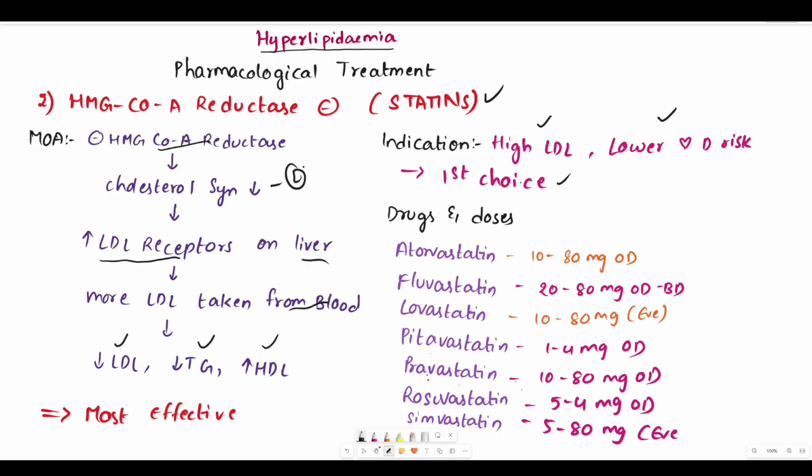Coming back to certain doses and drugs used in it. Atorvastatin can be given at a dose of 10 to 80 mg once in a day. Fluvastatin 20 to 80 mg once or twice in a day. Lovastatin 10 to 80 mg can be given in the evening time. Pitavastatin can be given at a dose of 1 to 4 mg once in a day, and pravastatin 10 to 80 mg once in a day, rosuvastatin 5 to 40 mg once in a day, and simvastatin 5 to 80 mg given in the evening time.